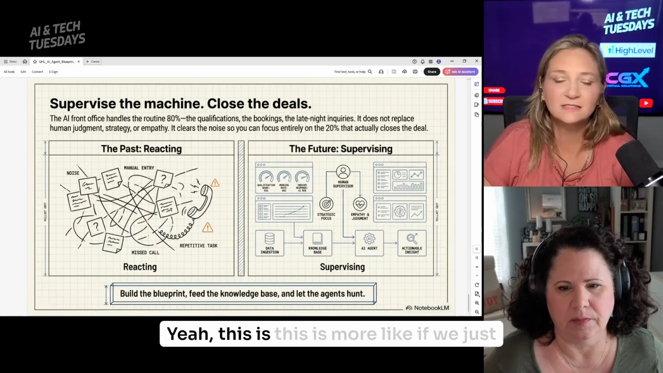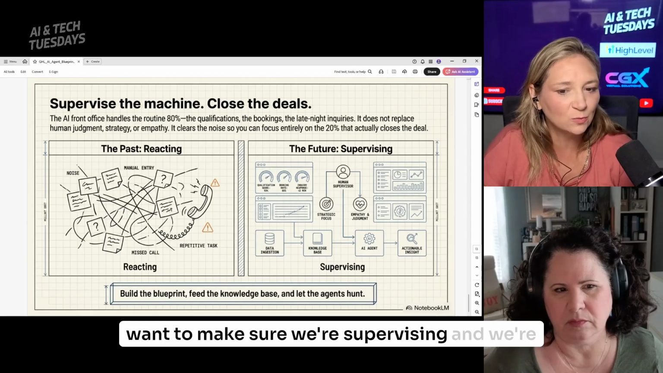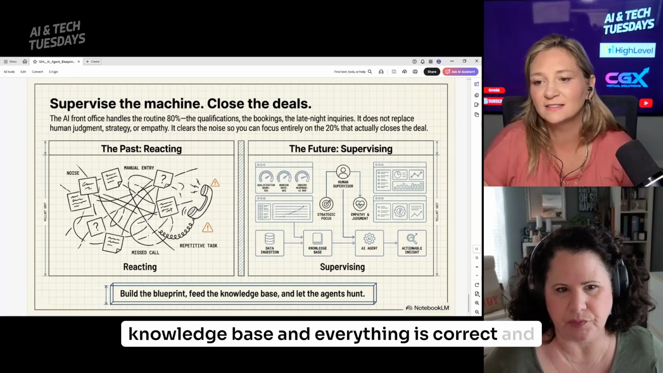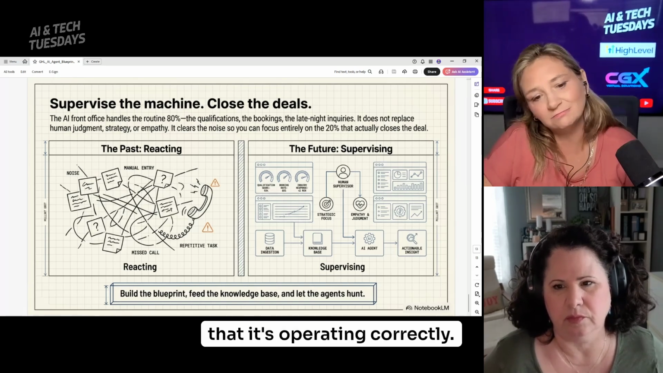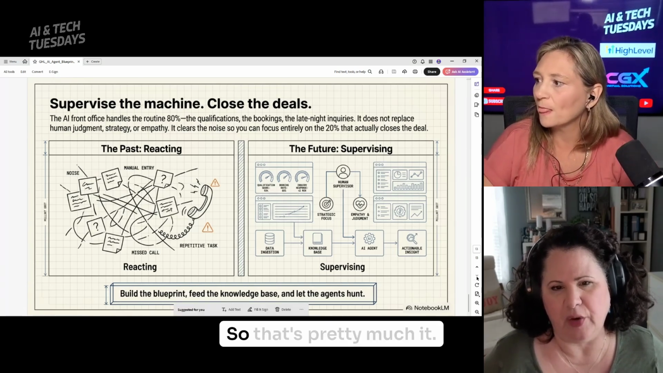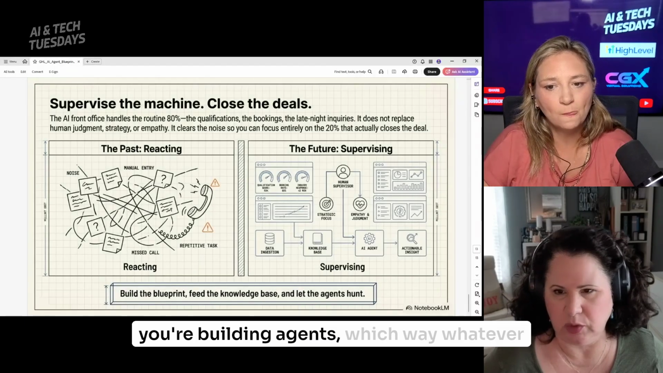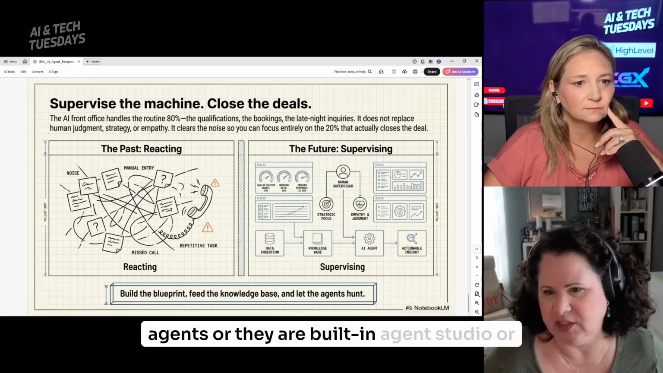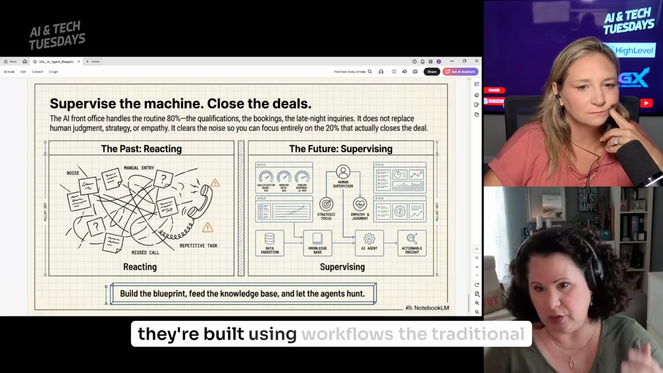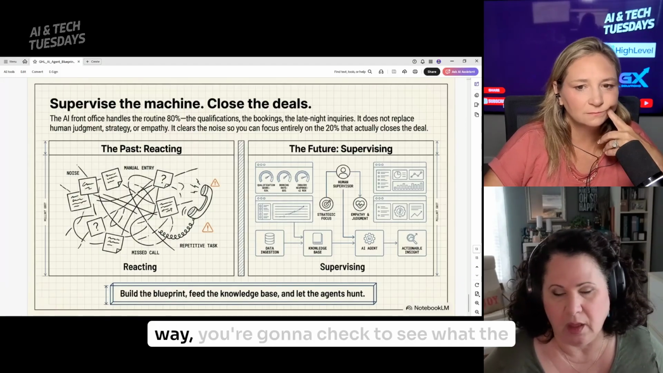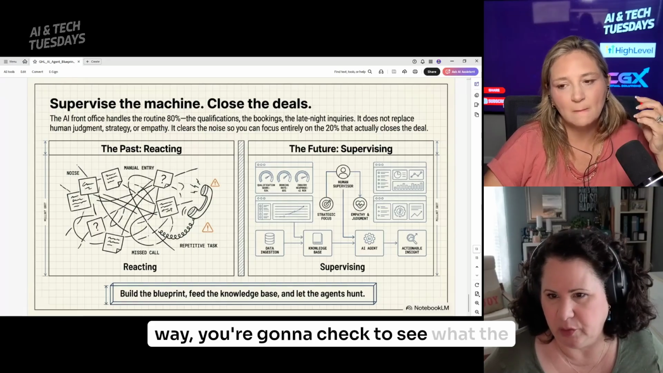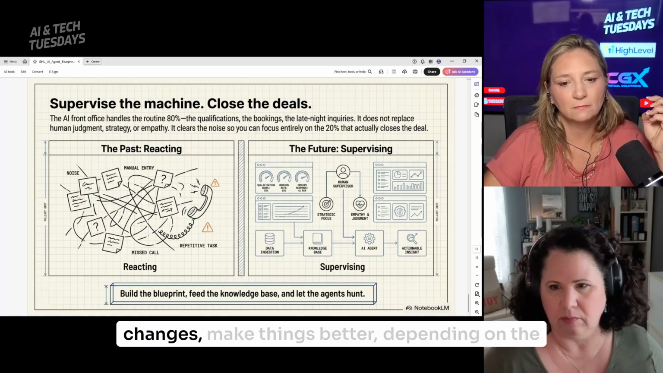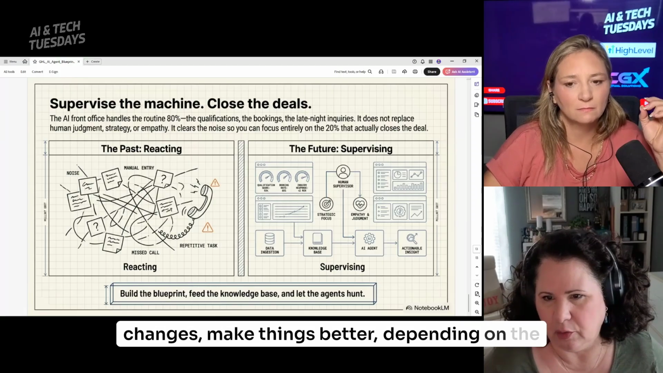So yeah, this is more like if we just want to make sure we're supervising and making sure that the blueprint and the knowledge base and everything is correct and that it's operating correctly. Exactly. And that's pretty much it. Anytime you're building agents, whatever way you build them, whether they are super agents, or built in Agent Studio, or built using workflows the traditional way, you're going to check to see what the results are. You might need to iterate along the way, make changes, make things better depending on the reaction.